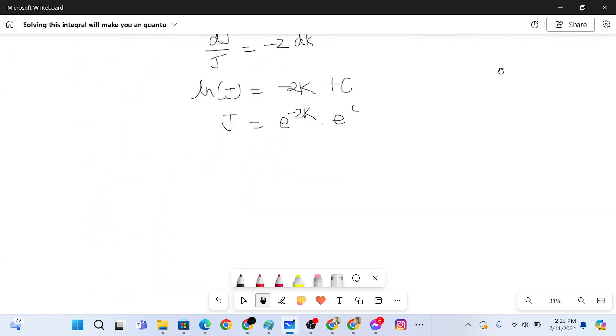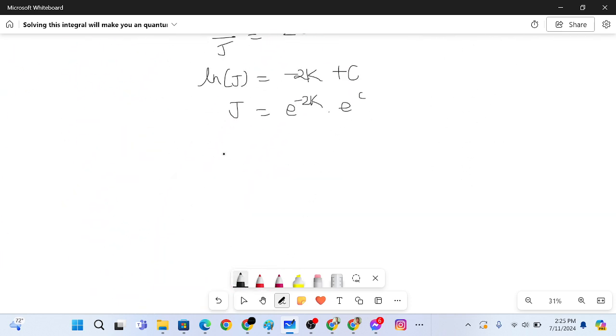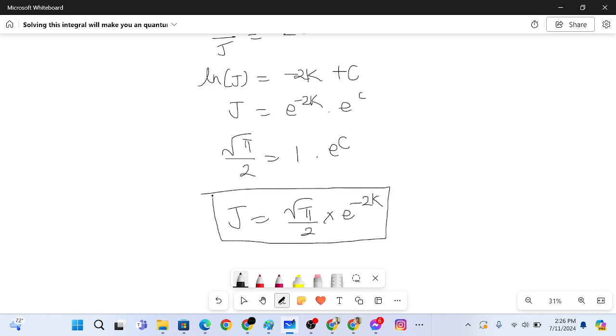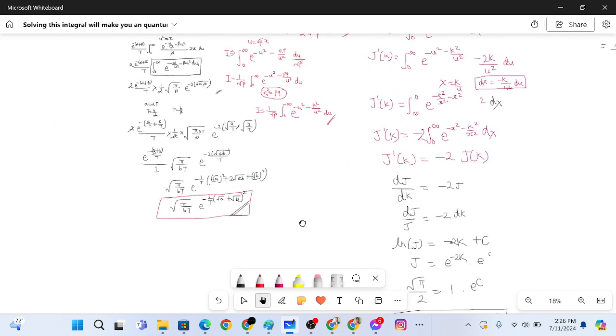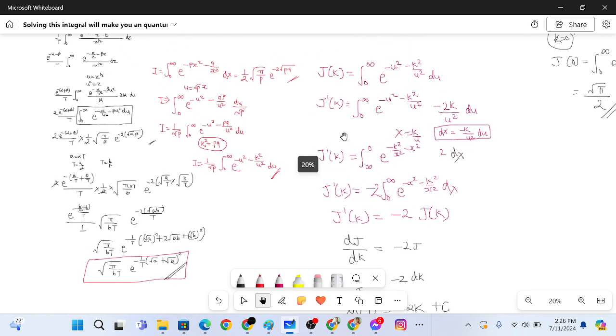So if you put those values over here, J of 0 is just root pi by 2. And if I put k equals 0, this will be 1 times e to the power c. So you can see that e to the power c is equal to root pi by 2. Therefore J will be root pi by 2 times e to the power minus 2k. So this is actually the solution of that integral, root pi by 2 times e to the power minus 2k.